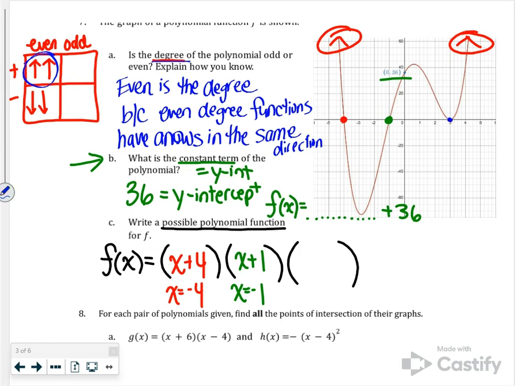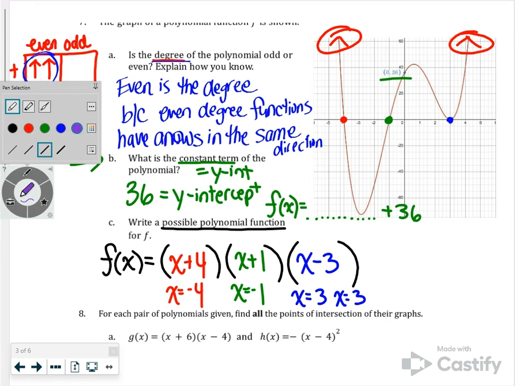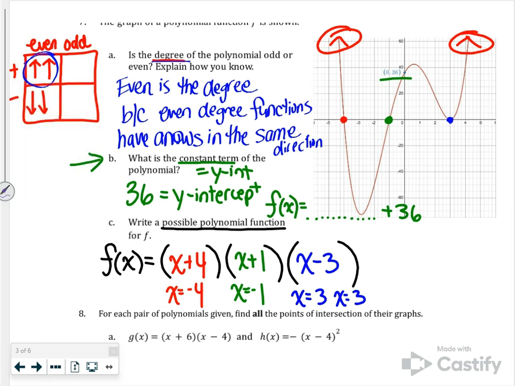Now last but not least, we see over here at x equals 3, there is a bounce. So technically, there are 2 zeros for that factor. So I'm going to write x minus 3. But because there is a bounce, and I'm going to do that in a different color to show you, there is a bounce occurring here. A bounce makes a power of 2. So altogether, we have f of x equals x plus 4 times x plus 1 times x minus 3, but that x minus 3 is there twice.